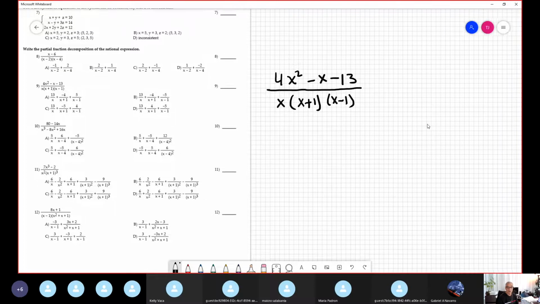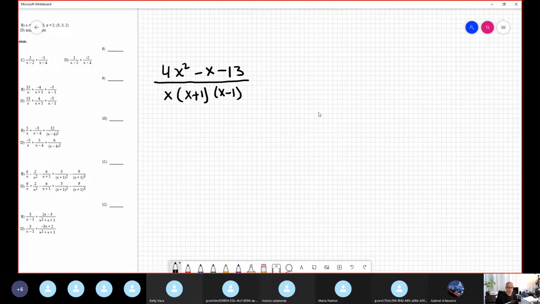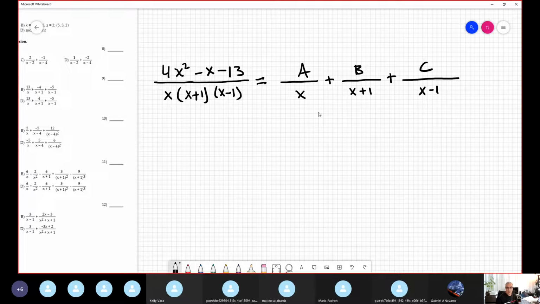In this case, we have 3 factors in the denominator, and the factors are real, non-repeated. So we decompose in 3 factors. The first is x, the second is x plus 1, and the third is x minus 1. Doesn't matter the order, no? The order is not important. You put A, B, C. I did that in my paper.